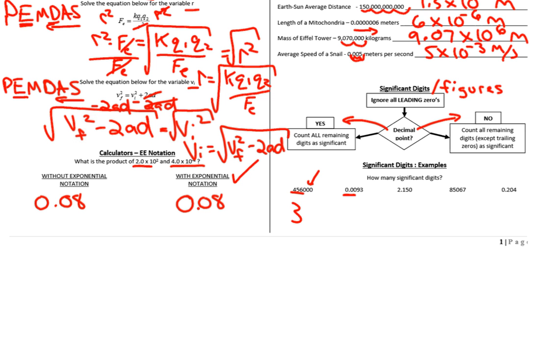These are leading zeros, so I'm going to ignore them. There is a decimal present, however, so I count all remaining digits. So this would be 2 sig figs, and 9 and 3 are significant. This one, I have a decimal point, but I do have a trailing zero. But since the decimal place is present, that zero, someone said they measured that, and they are sure of that zero. So this would be 4 sig figs.